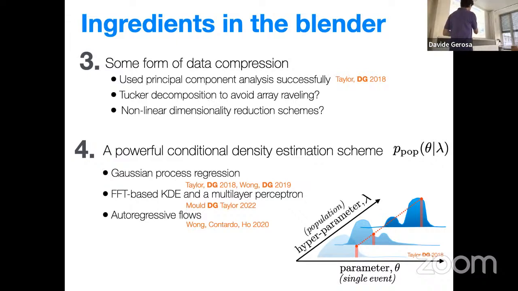We've used Gaussian process regression in the past, though we quickly realized that it doesn't scale well. The matrices that you have to invert get too big too quickly. What I'm going to present today is a combination of an FFT-based kernel density estimation and a neural network. Another group has been using autoregressive flows quite successfully, and we are exploring what's better and what works and what doesn't. Autoregressive flows are another flavor of deep learning.